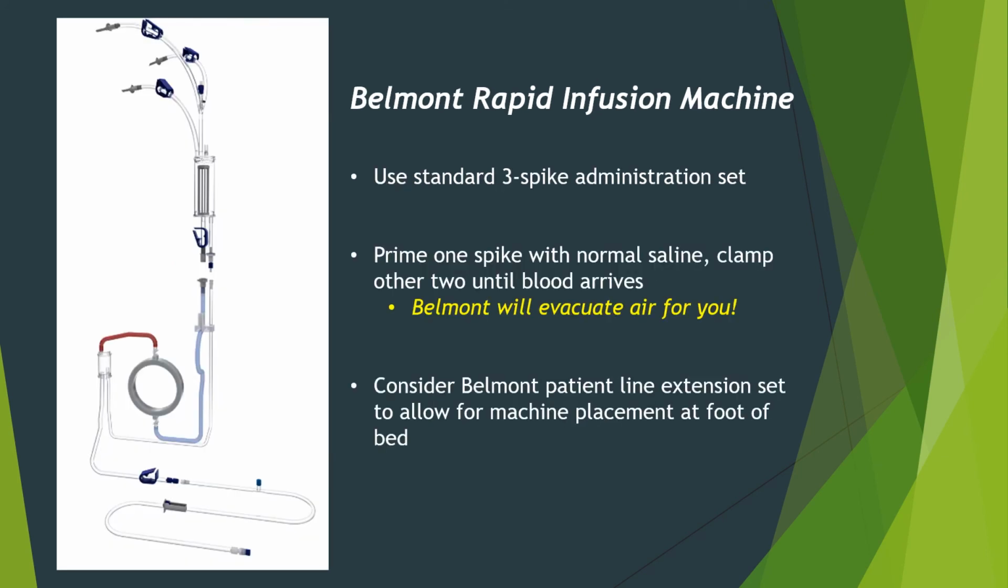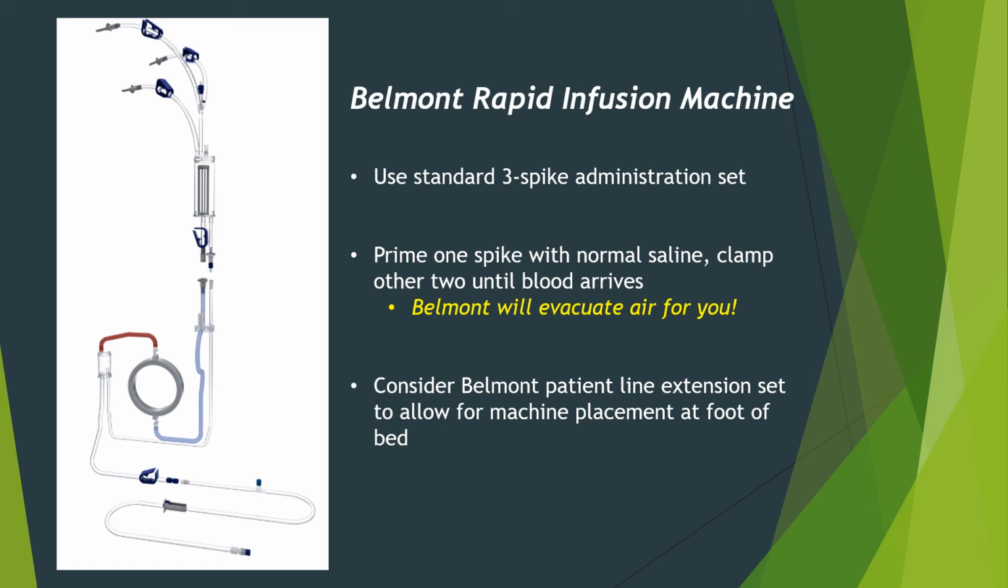Again, the Belmont Rapid Infusion machine is relatively easy to set up. The first part of the administration set has the 3 spikes. We will spike one of those with normal saline and keep the other 2 sterile and clamped. The chamber that leads directly distal to those is an air evacuation chamber, and the Belmont will evacuate air for you. And then it goes into the circulate, recirculate section of the administration set.